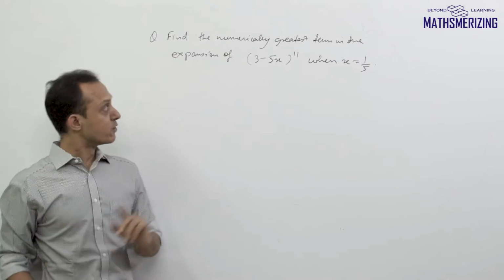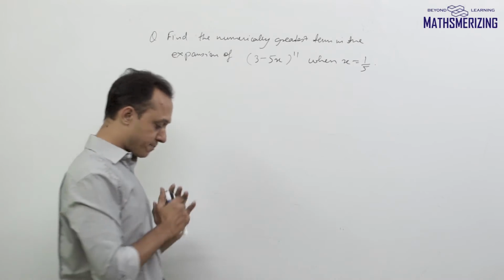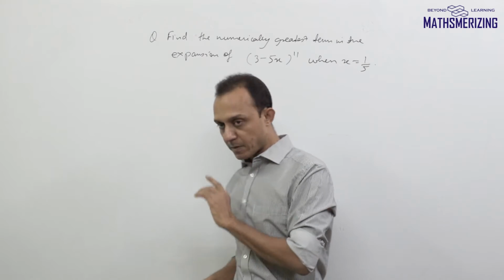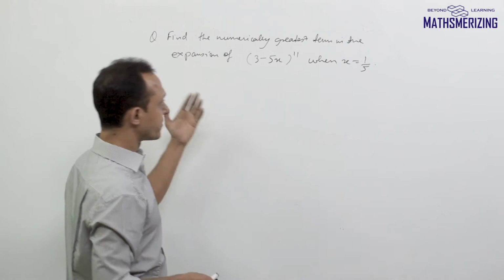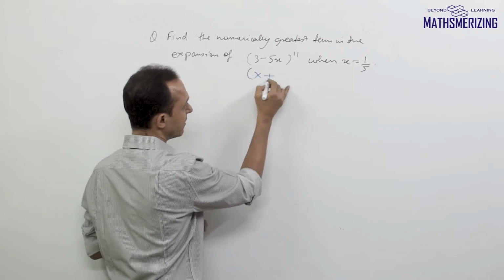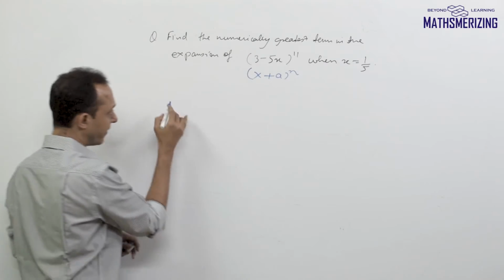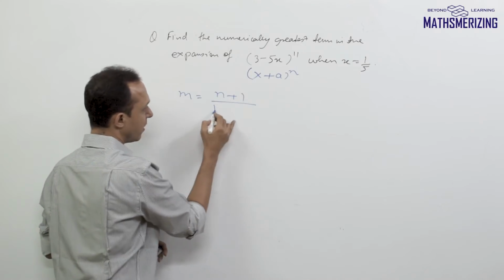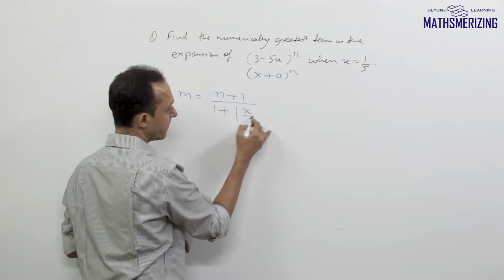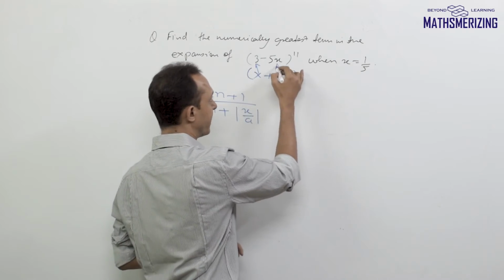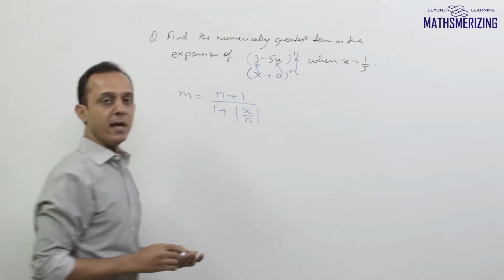So let us take up a question which says find the numerically greatest term in the expansion of 3 minus 5x to the power 11 when the value of x is 1 by 5. So we'll solve this question using the shortcut. We have to compare it with the expansion of x plus a to the power n, and then find the value of m, which is n plus 1 upon 1 plus mod of x upon a. Now x in this case is 3, a is minus 5x, and the value of n is 11.